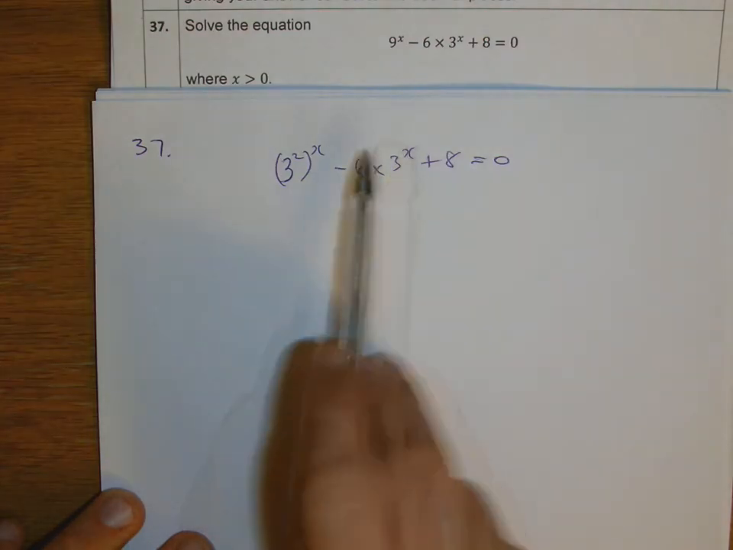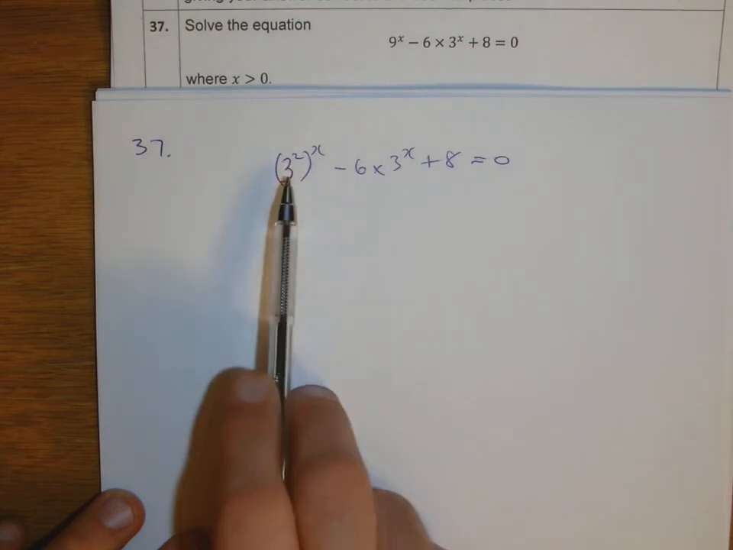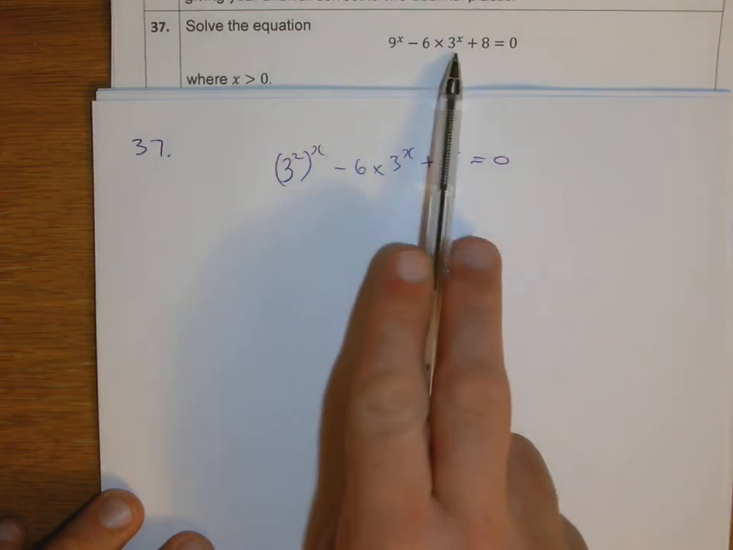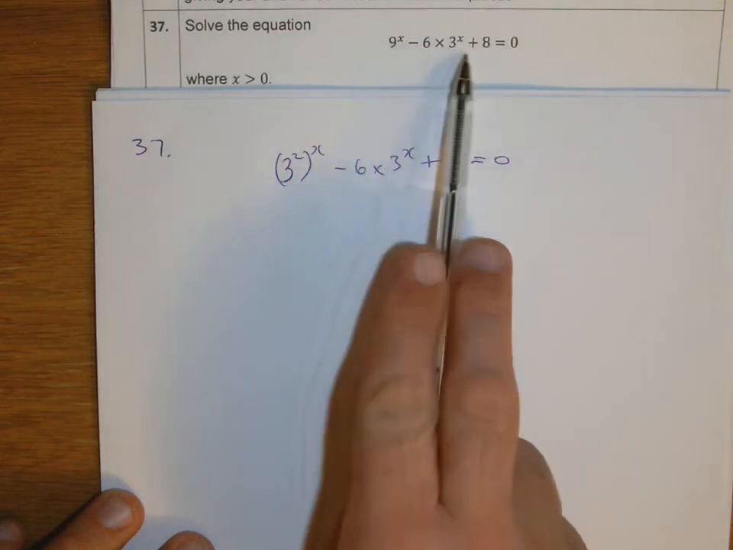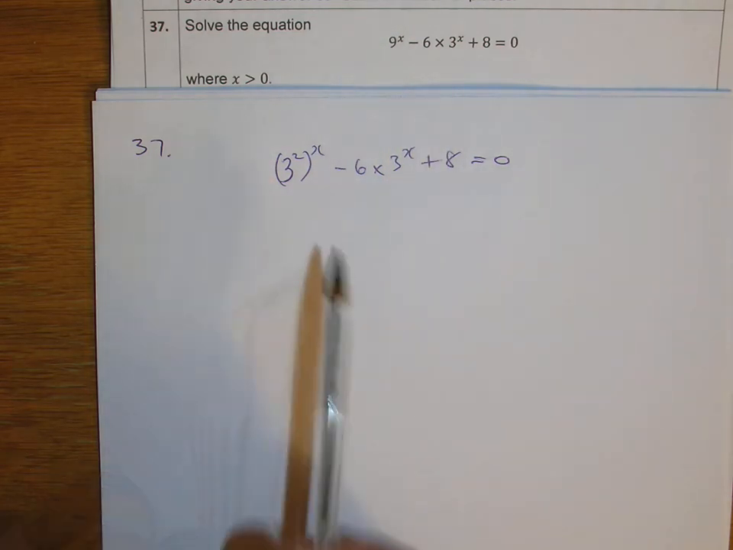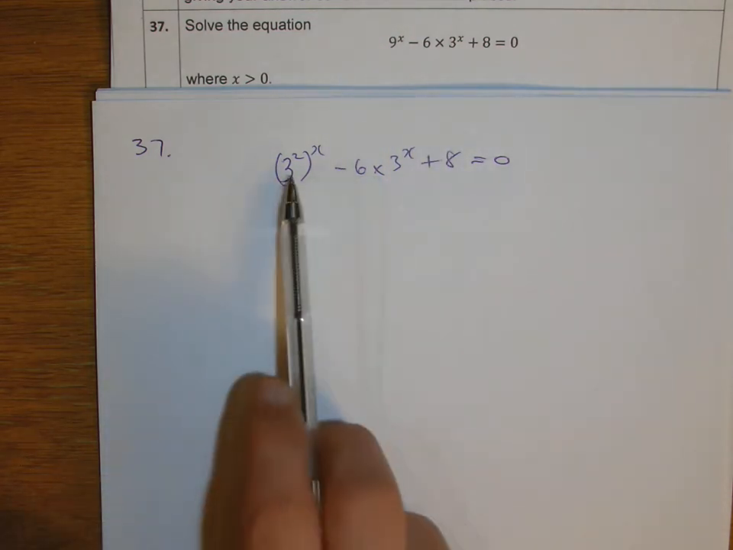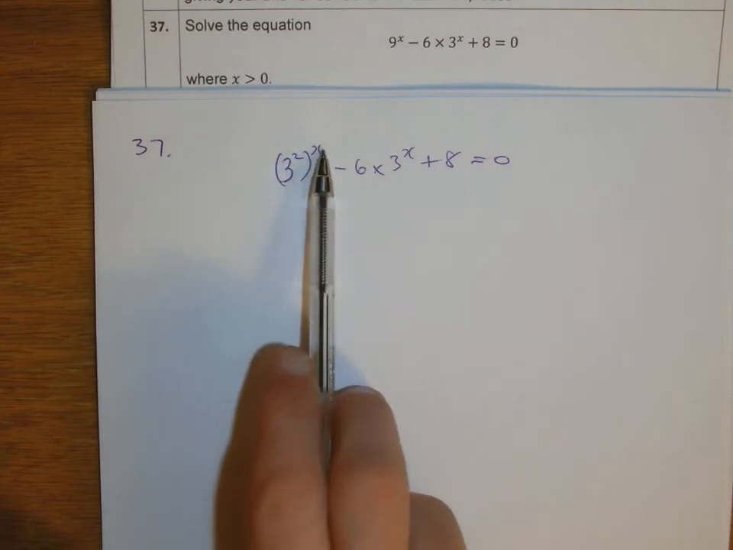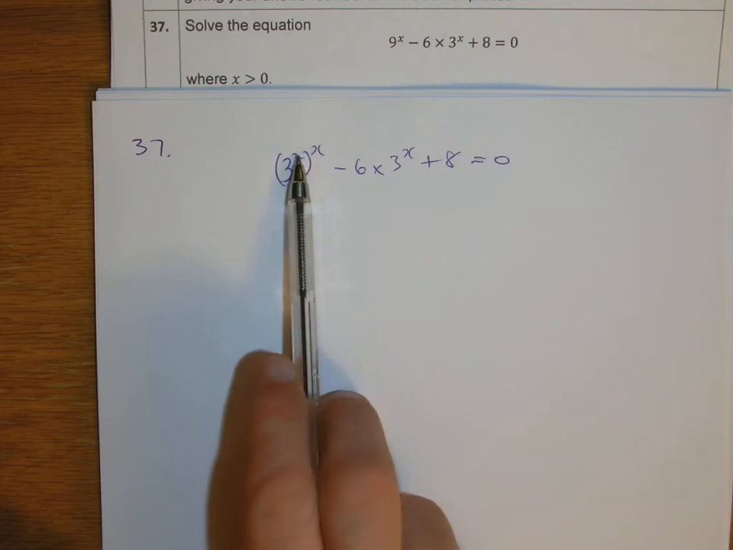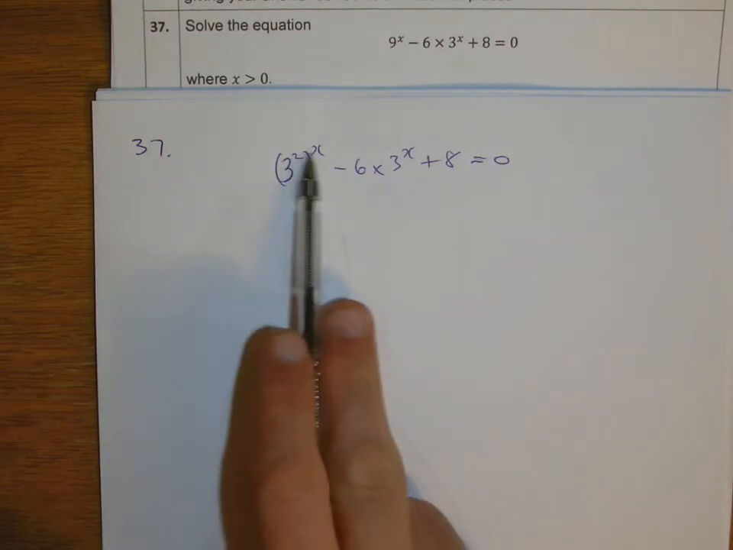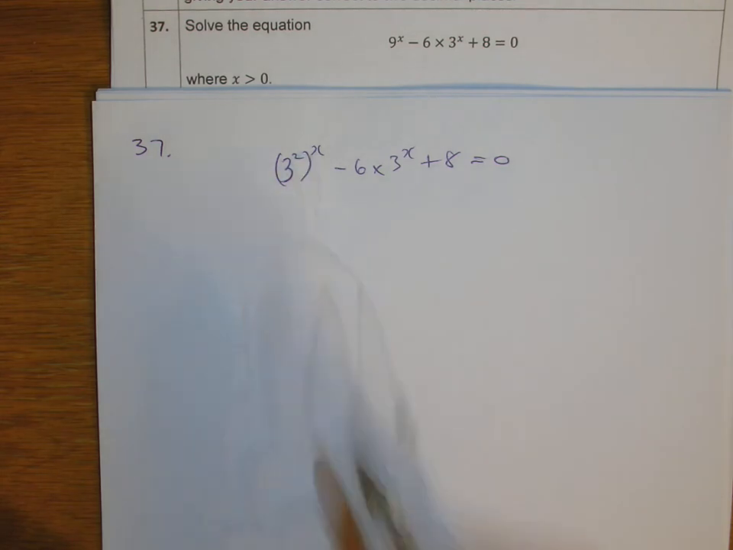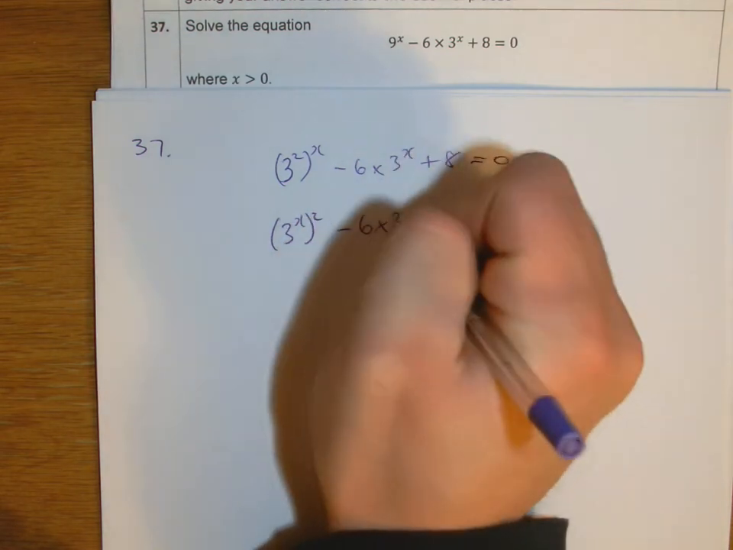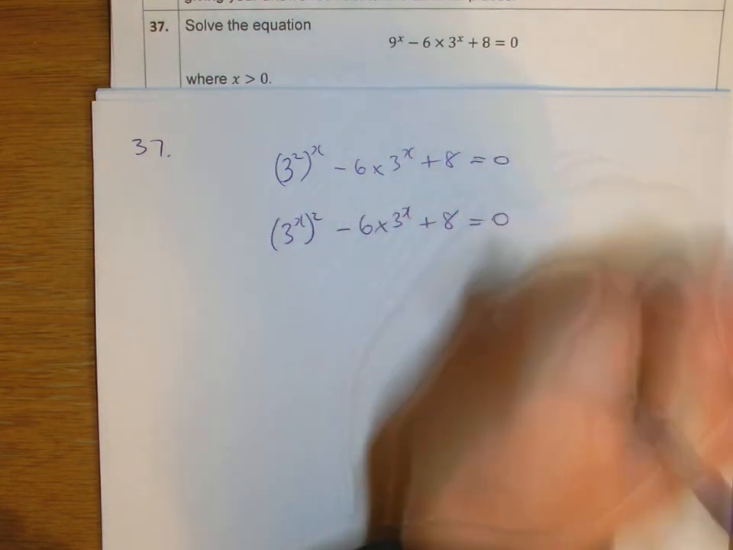I haven't changed anything apart from rewriting the 9 as 3 squared. There's a reason why I've done that, simply because I've got a 3 here and I want to try and link these two terms here. Now, I've got 3 squared, so I've got 3 to the power 2 to the power x. When you've got one power raised to another, we're actually multiplying them. And when you multiply powers, it doesn't really matter what order you do it in. So I could even now rewrite this as 3 to the power x squared, take away 6 times 3 to the power x plus 8 equals 0.